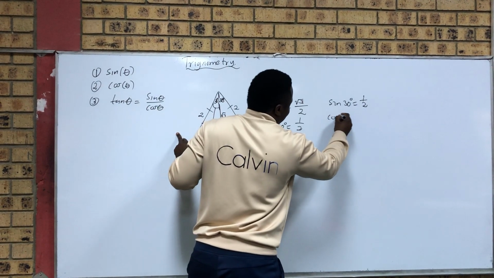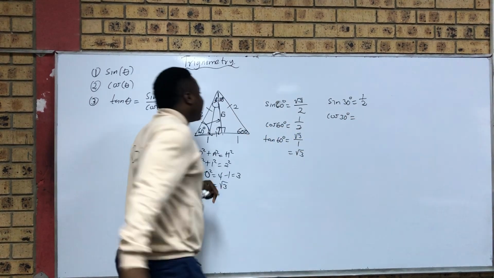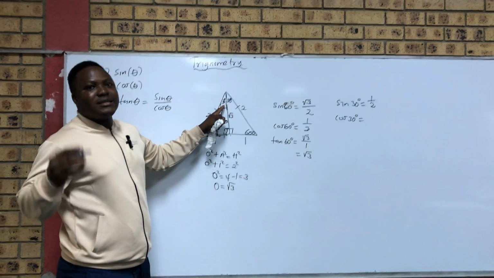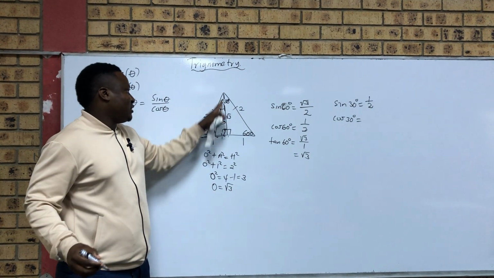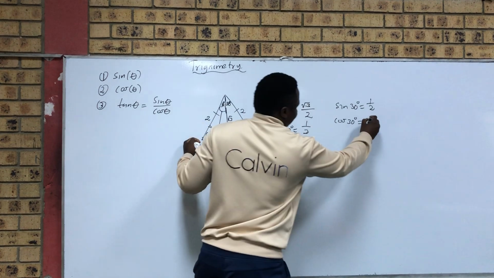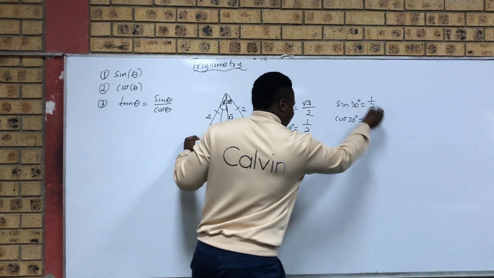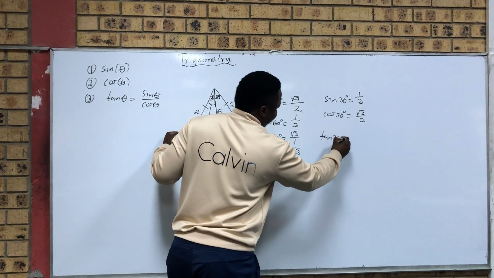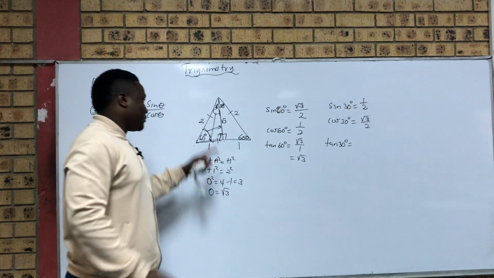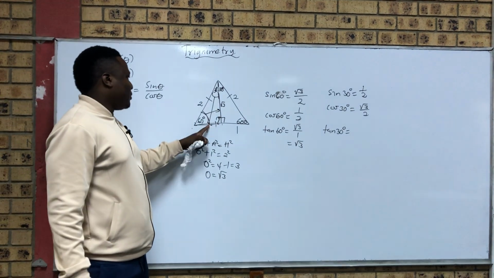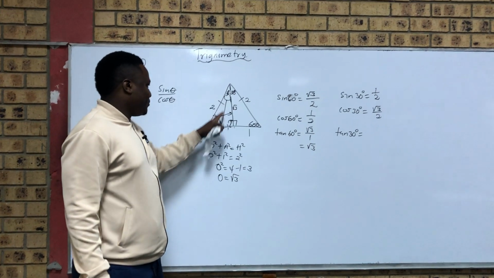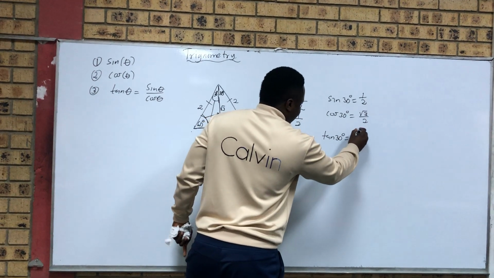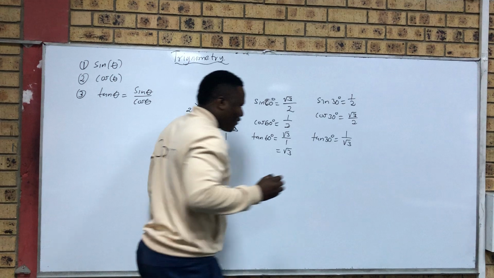Then you go to cos of 30. When they say cos of 30, remember, cos of 30 is adjacent over hypotenuse. Adjacent means next to, so which line is next to this 30? It is just this one. It's going to be root of 3 over the hypotenuse, which is 2. The very same thing with tan. You come and say tan of 30 degrees. Then it's going to be the opposite over the adjacent, which is going to be 1 over root of 3.